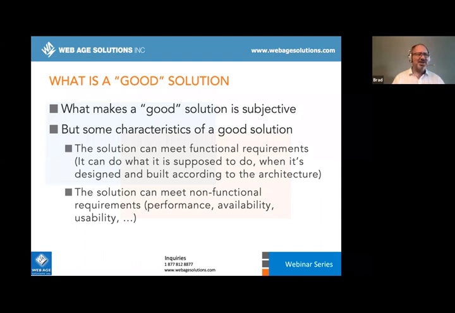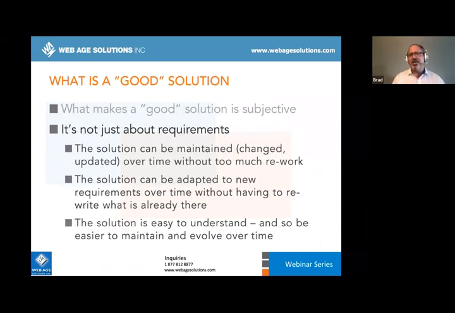There's another one that I want to touch on here because it's another important one. Because it's not just about the requirements. It's also about other characteristics, like our ability to maintain or change an application over time without too much rework. The ability to adapt a solution to a new set of requirements. Business needs change all the time.